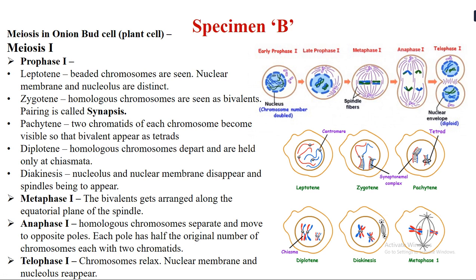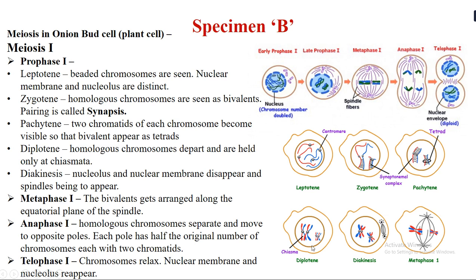Okay, so the pairing takes place in the zygotene stage that forms this bivalent structure, and this pairing is known as synapsis. After synapsis, the next stage that comes up is the pachytene stage. In pachytene, the two chromatids of each chromosome become visible so that the bivalent appears as a tetrad. So these are the two chromatids of each chromosome. They become visible and then they appear like a tetrad, so there are four chromatids appearing in each chromosome.